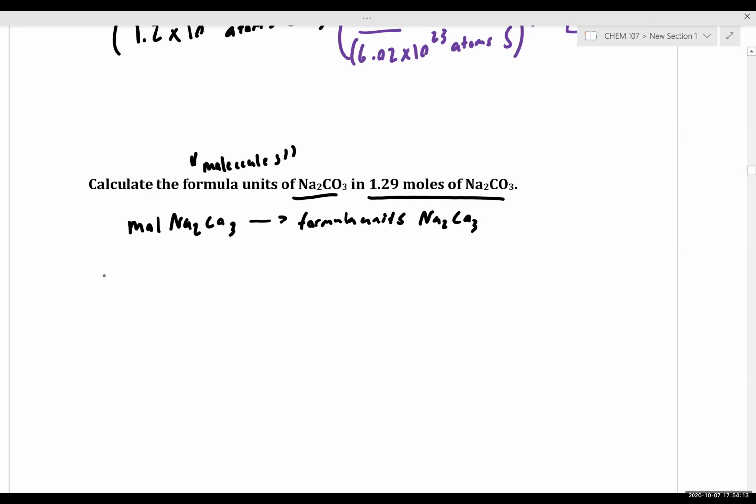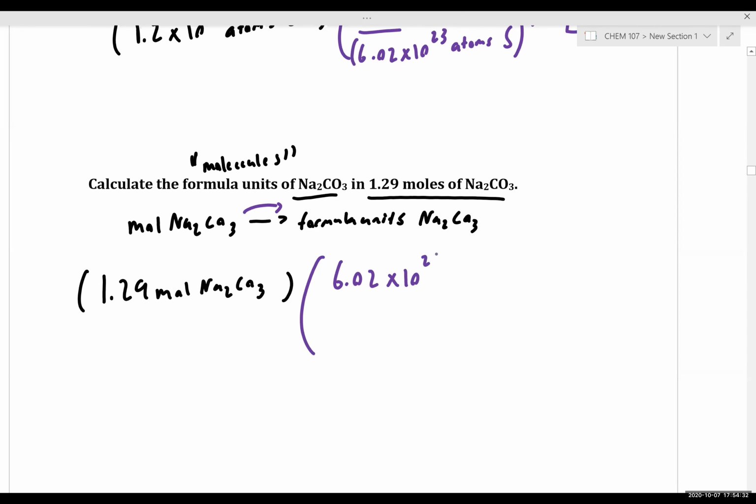Okay, if we have 1.29 moles of sodium carbonate, we know that in our conversion, if we're going to formula units, we're going to have formula units on top. And we know that there are 6.02 times 10 to the 23rd formula units per 1 mole of sodium carbonate.